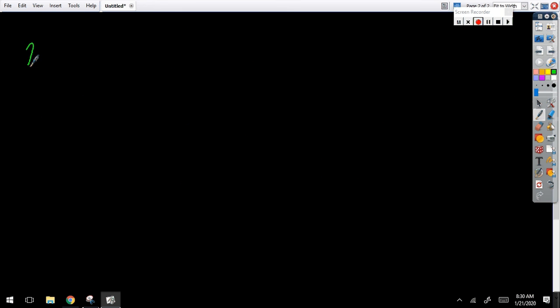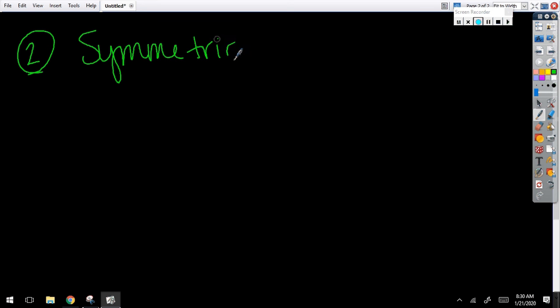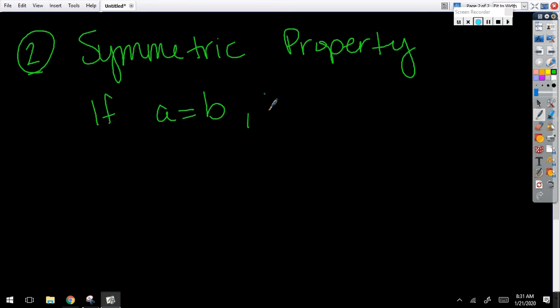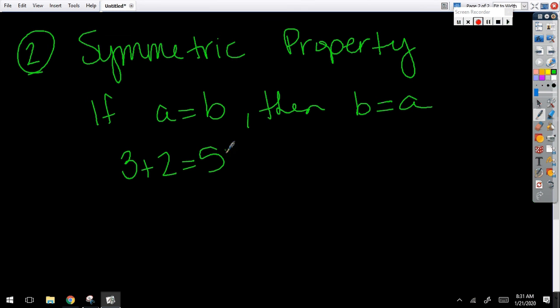Now we get to the one I was trying to jump ahead to. The symmetric property. What does it mean to be symmetric? They look the same on both sides, right? Symmetric property says that if A equals B, then B equals A. Let's put some numbers in here. If 3 plus 2 equals 5, then use the symmetric property. What does it look like?